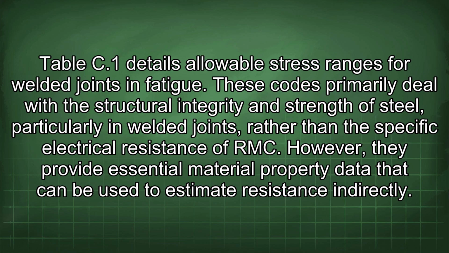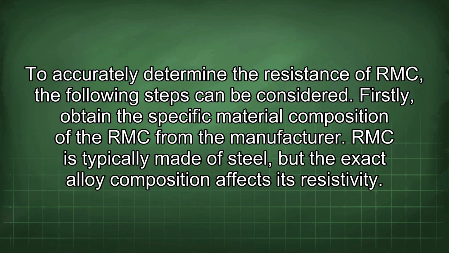These codes primarily deal with the structural integrity and strength of steel, particularly in welded joints, rather than the specific electrical resistance of RMC. However, they provide essential material property data that can be used to estimate resistance indirectly. To accurately determine the resistance of RMC, the following steps can be considered. Firstly, obtain the specific material composition of the RMC from the manufacturer. RMC is typically made of steel, but the exact alloy composition affects its resistivity.